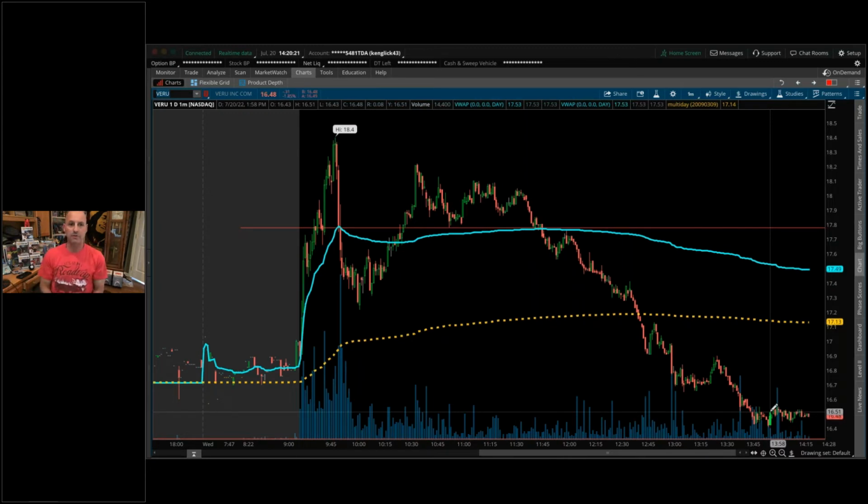That's what VWAP provides for you. VWAP is fair value. VWAP is the market. The most important price you'll ever look at on any time frame, especially if you're just going to be a day trader, is volume weighted average price.